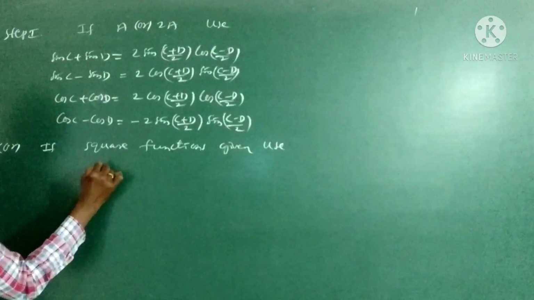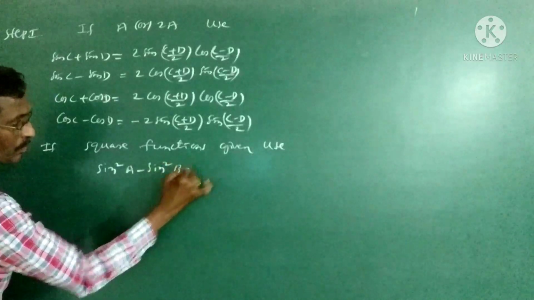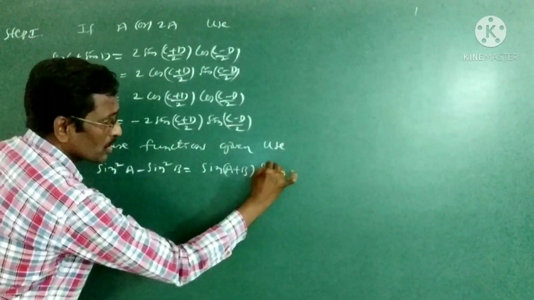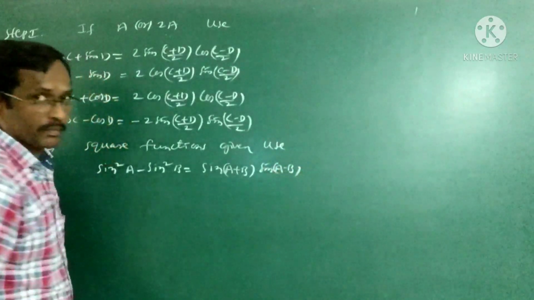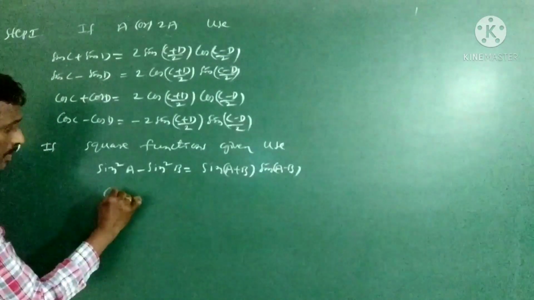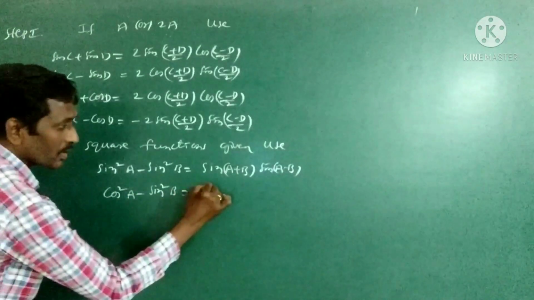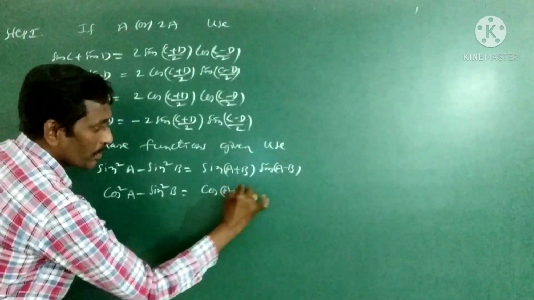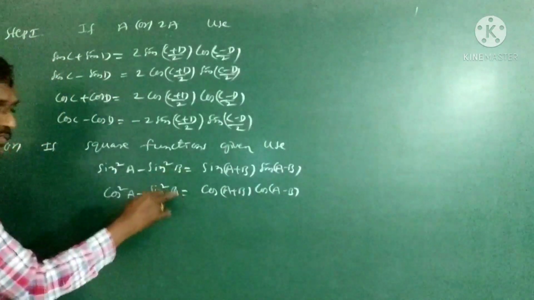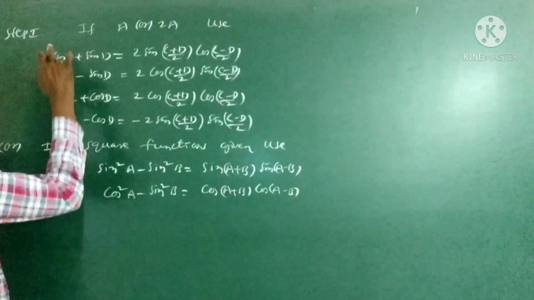One formula: sin square A minus sin square B is sin (A plus B) into sin (A minus B). Otherwise, if it is cos square A minus sin square B, we can use the formula cos (A plus B) into cos (A minus B). So we use these when square functions are given. Okay, that is step 1.